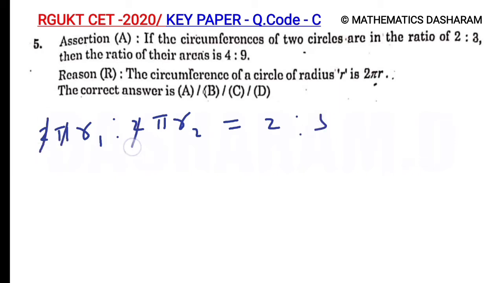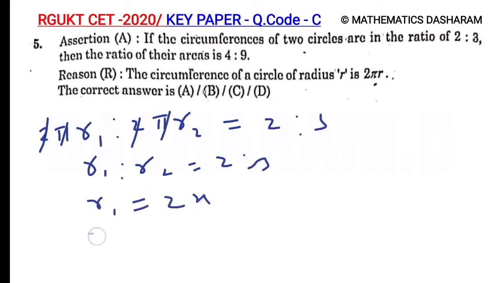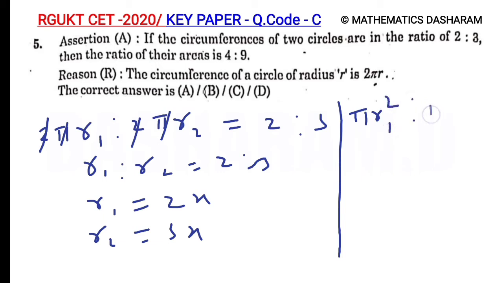So 2 pi will get cancelled. So r1 is to r2 is 2:3. So then r1 equals 2x, r2 equals 3x. Now we need to find the ratio of their areas. So pi r1 square is to pi r2 square. So here pi cancels, r1 that is 2x whole square, r2 3x whole square.